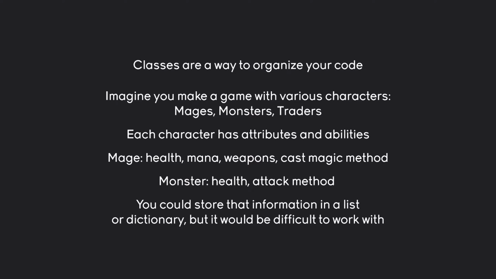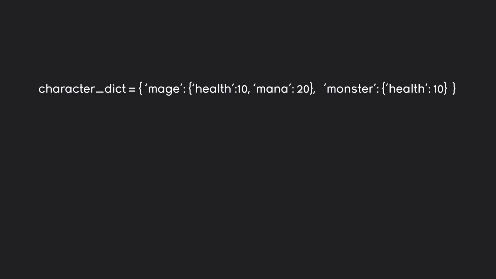All of that information could be stored in a list or in a dictionary, but it would kind of be a nightmare to work with. The result might look something like this, where you have one extensive character dictionary that contains a mage with a dictionary and then a monster, and afterwards you would have lots of other characters. This would generally be possible, but this would not be fun to work with at all. Also, it would be kind of a pain to get functions in there.